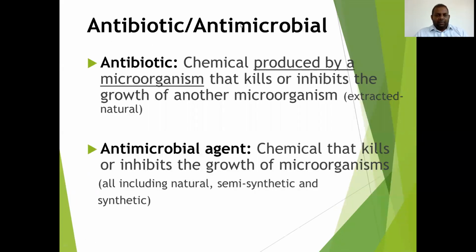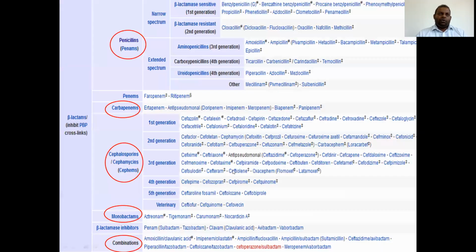What is termed an antibiotic? It is a chemical produced by an organism which kills or inhibits the growth of another microorganism. In broad terms, antimicrobials are chemicals that kill or inhibit the growth of microorganisms. They could be natural, semi-synthetic or synthetic. Okay, so about the classes of antibiotics.